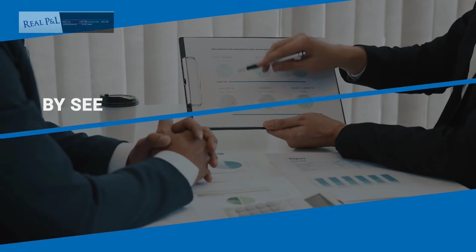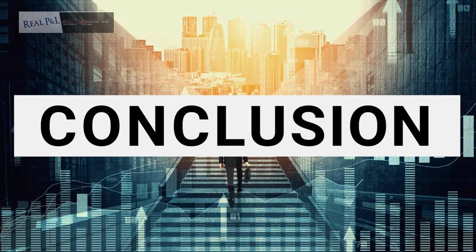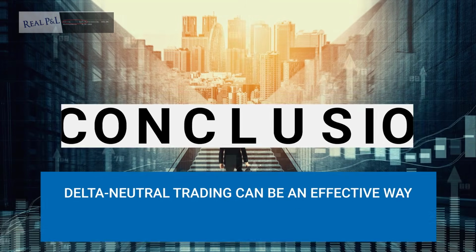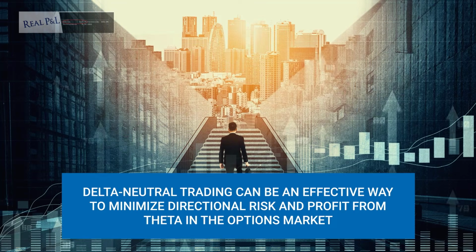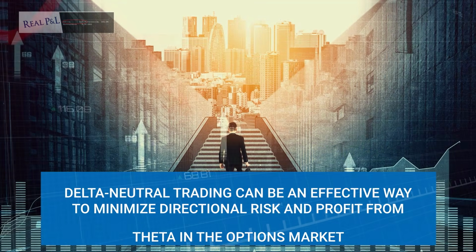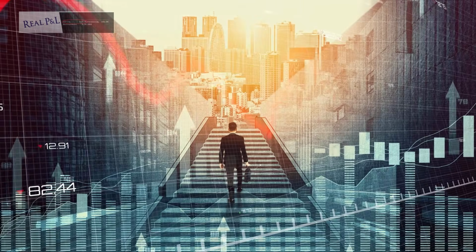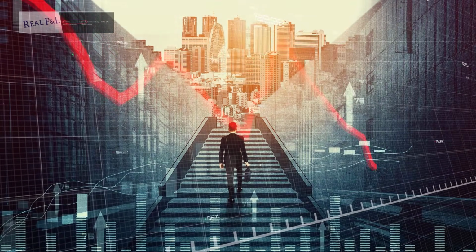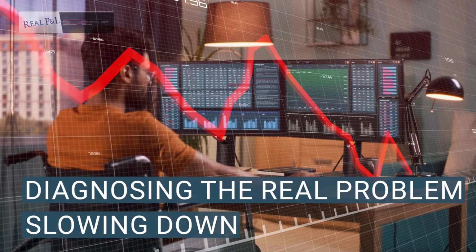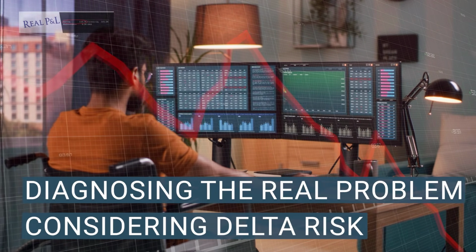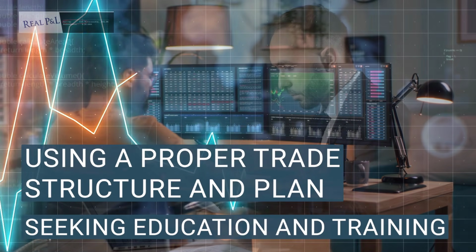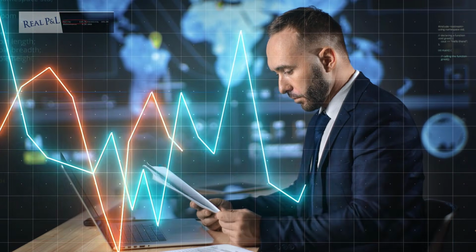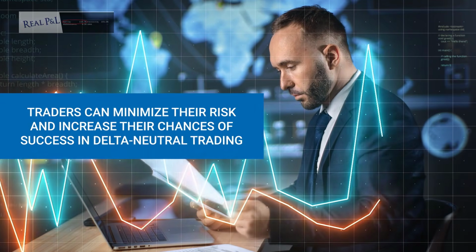chances of success. In conclusion, delta neutral trading can be an effective way to minimize directional risk and profit from theta in the options market. However, there are some common pitfalls that traders need to be aware of in order to avoid losing money. And by slowing down, diagnosing the real problem, considering delta risk, using a proper trade structure, plan, and seeking education and training, traders can minimize their risk and increase their chances of success in delta neutral trading.